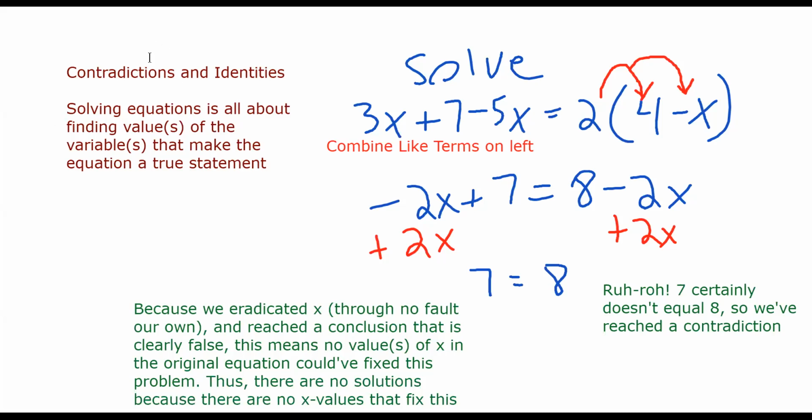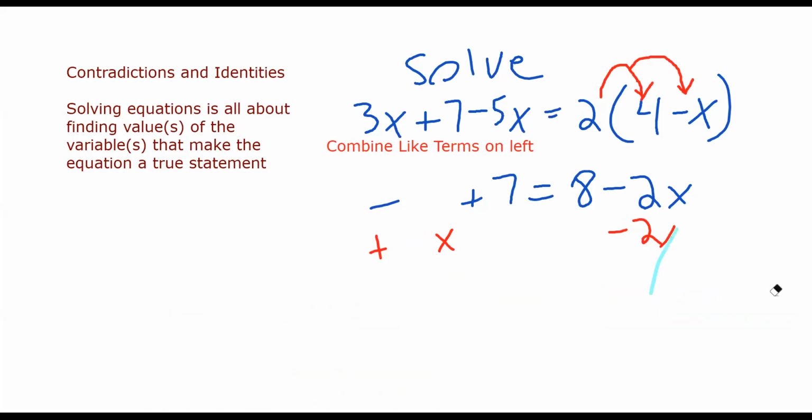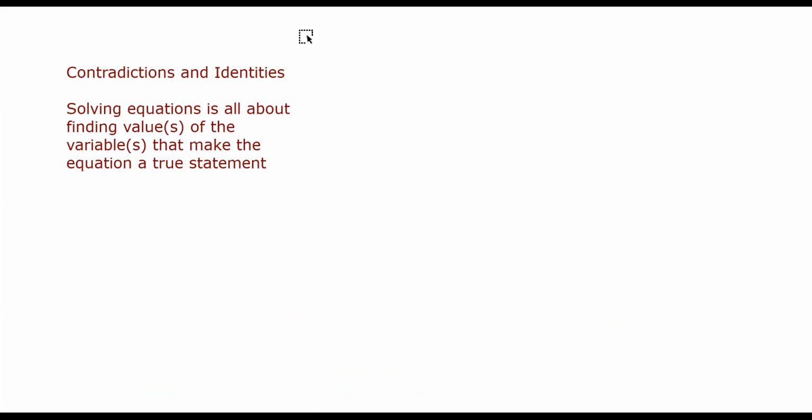So that's what's called a contradiction, and it's because we reached a clearly false statement. What if we reach a clearly true statement, but one that still eradicates x completely? That's going to be called an identity. So let's see how an identity is going to work. It is equally as interesting. It will be deceptively similar to what we just did.